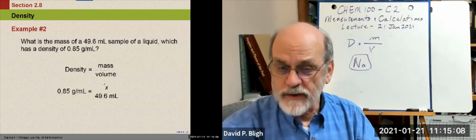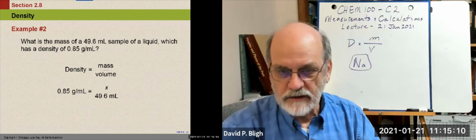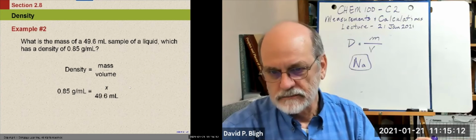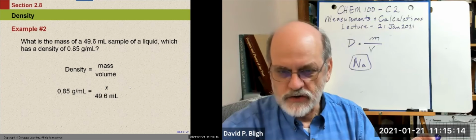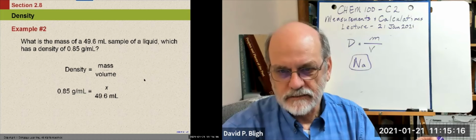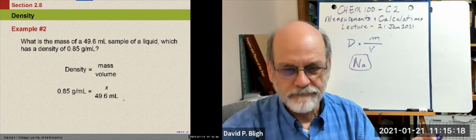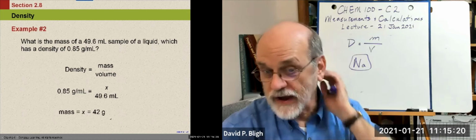So now we can solve for the mass. It's the one unknown in this formula. Solution is simple. You just use your algebra. Come on. There we go. And the mass is 42 grams.